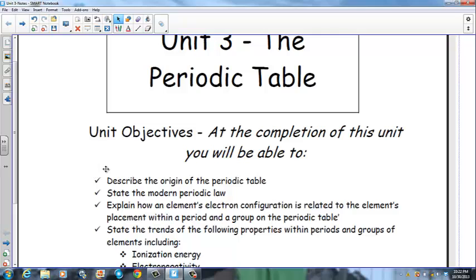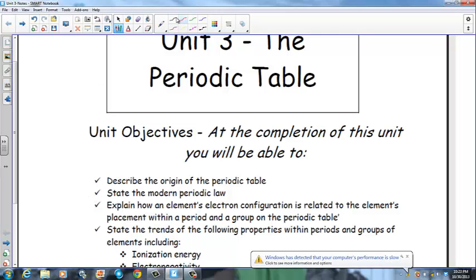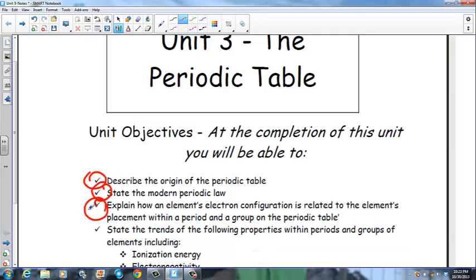So our objectives for today's lesson would be to describe the origin of the periodic table, state the modern periodic law, and also explain how an element's electron configuration is related to the element's placement within a period and a group on the periodic table. So we're going to figure out how periods and groups are arranged on the periodic table as well, and they are labeled on your reference table.